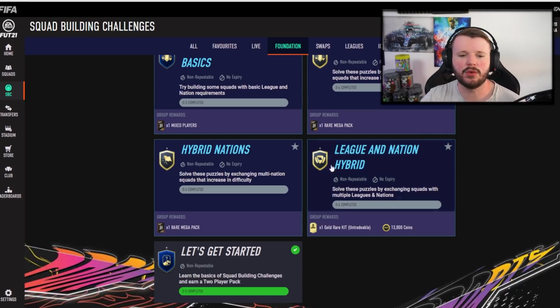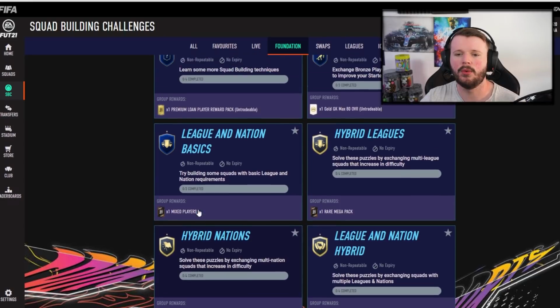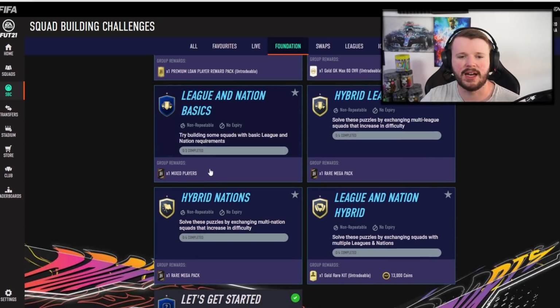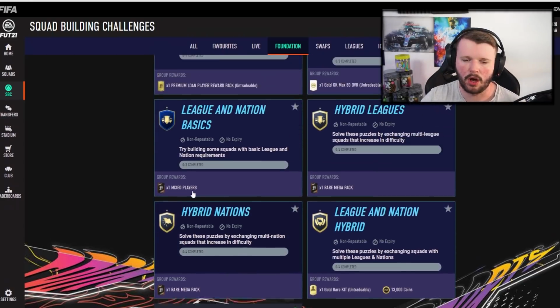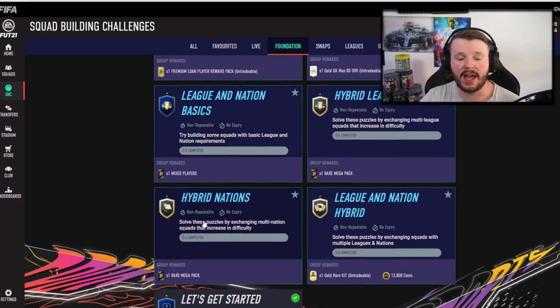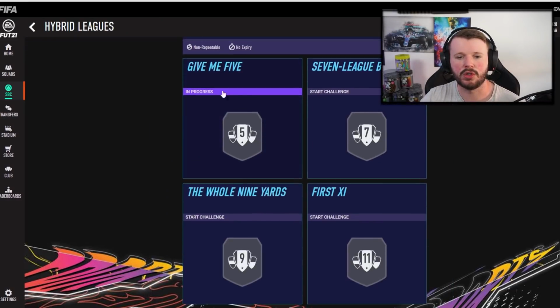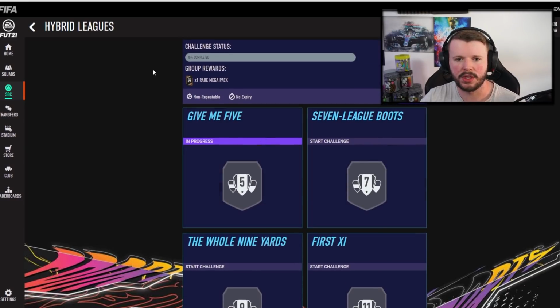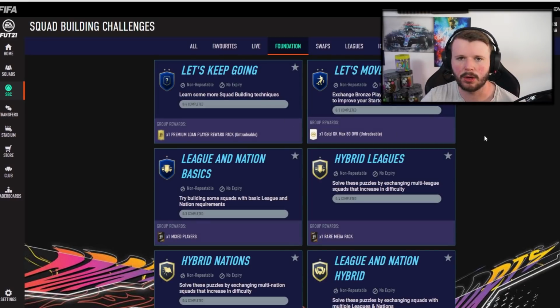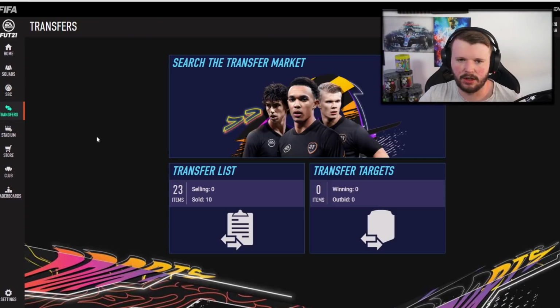They're going to give you rewards back. Let's say, very unlikely, but let's say you do the League and Nation Basics or the Hybrid Nations. You're going to get a rare mega pack back, mixed players. If you do the Hybrid Leagues, you get a rare mega pack back as your group rewards. You also get rewards for the individual SBCs that you complete, and you're going to get more packs back from this. What does this mean? You're going to open them up and have a chance of packing something with a little bit of value.